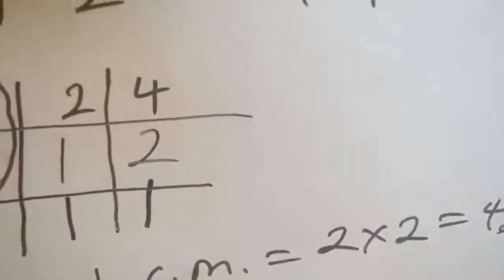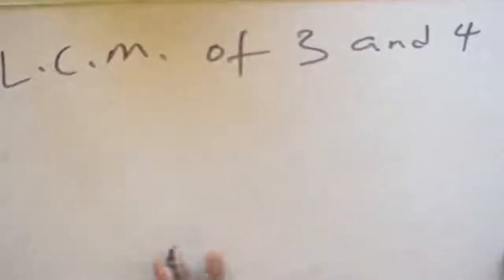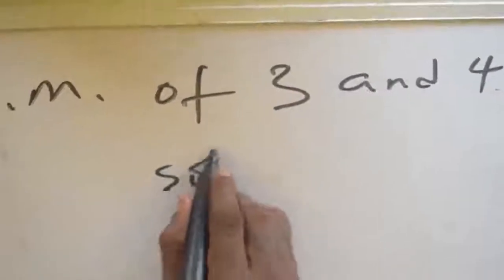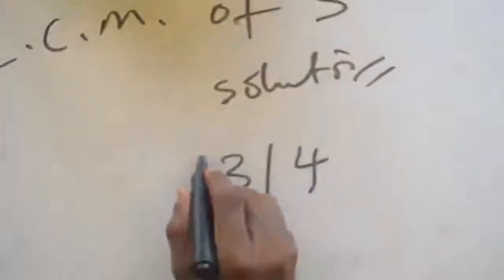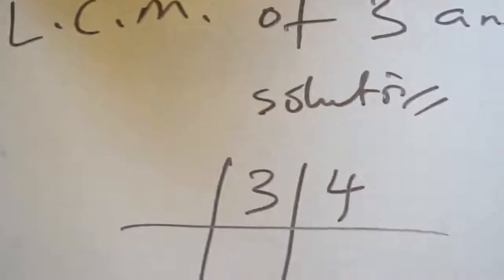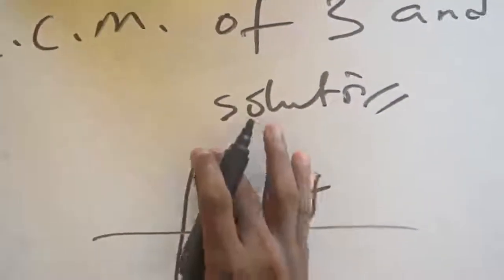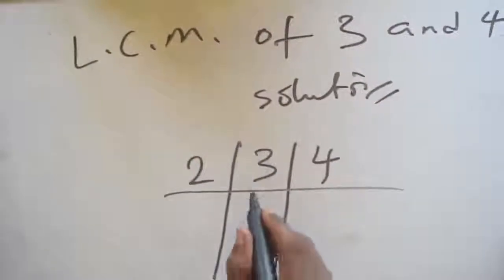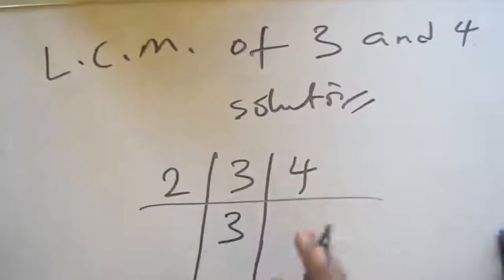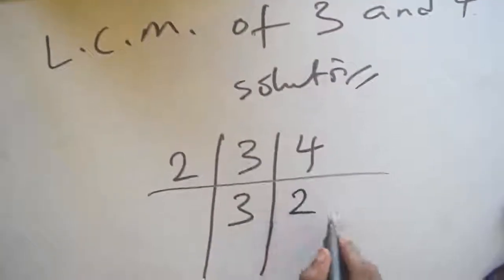Alright, let me do another one. Suppose I say, what is the LCM of 3 and 4? How do we go about it? The same thing. We write 3, draw a line, put down 4, draw another line, and cross. You look for a number that can divide either of these two numbers. When we put 2 here, 3 divided by 2 cannot go, so we bring it down. 4 divided by 2 can go, it gives you 2.